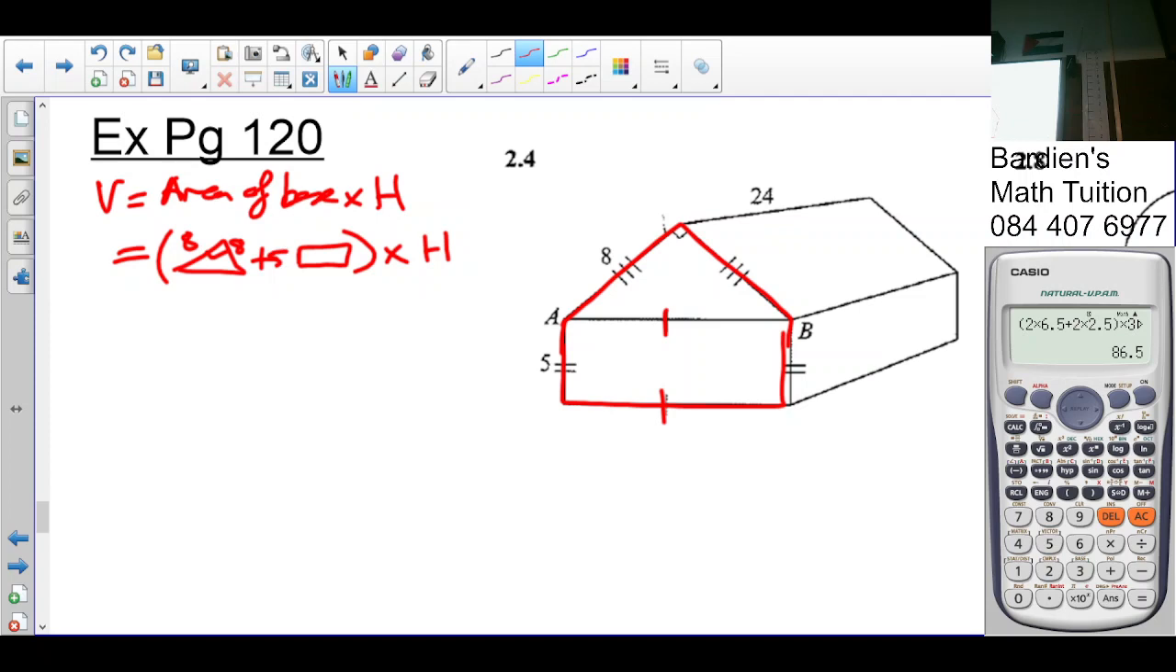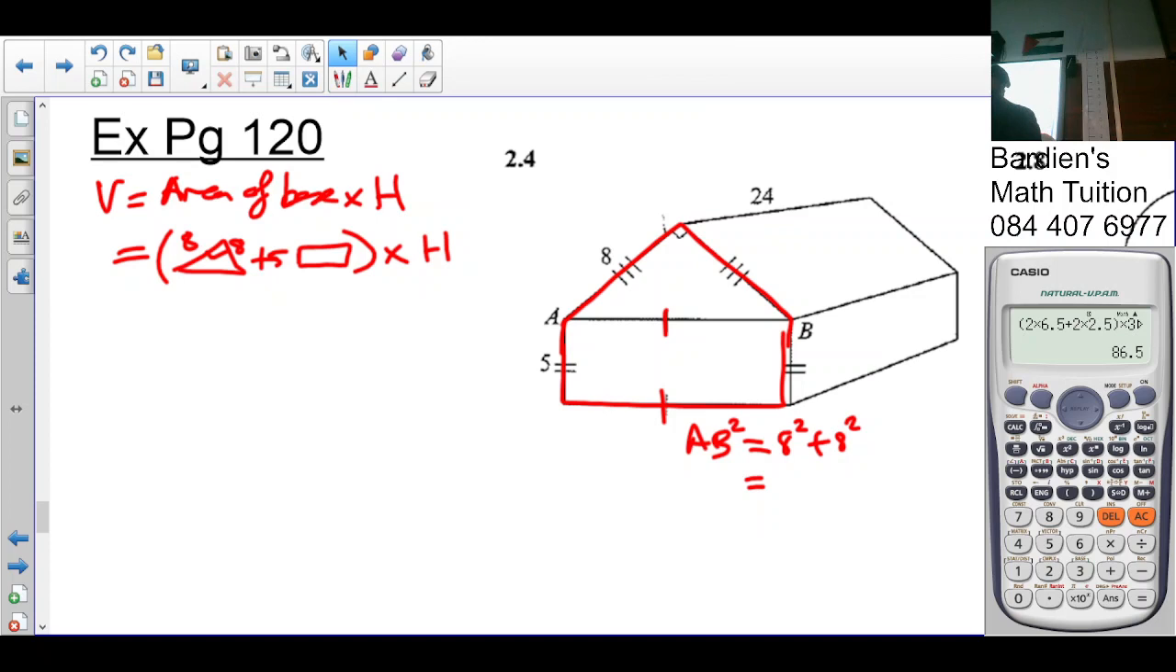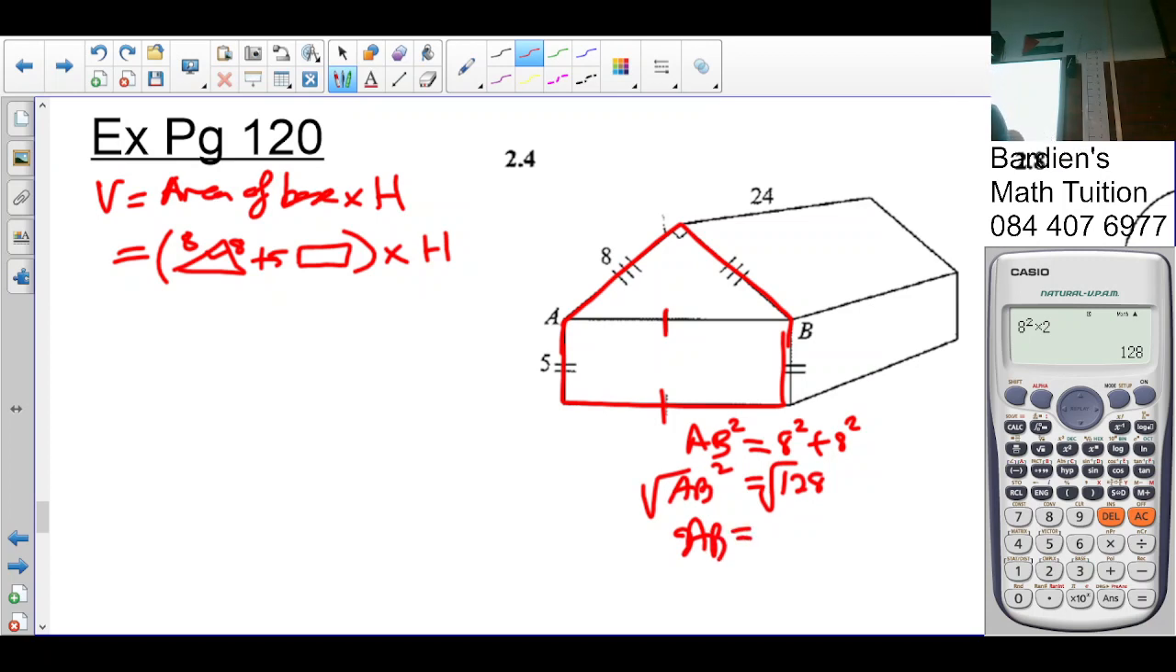So you're going to say AB squared. That was your hypotenuse. How do I know that AB is your hypotenuse? It's opposite the 90 degrees. Yes. So you apply Pythagoras there in that triangle. So AB squared is equal to 8 squared plus 8 squared. So 64 plus 64 is 128. Okay. That's 128. So AB squared, the square root thereof. So AB is equal to 8 root 2.